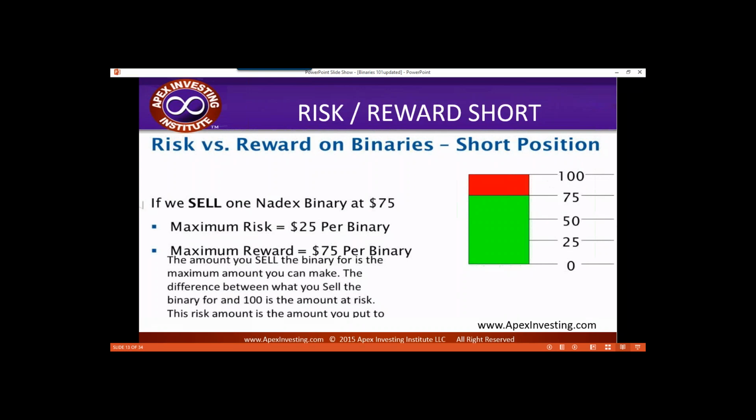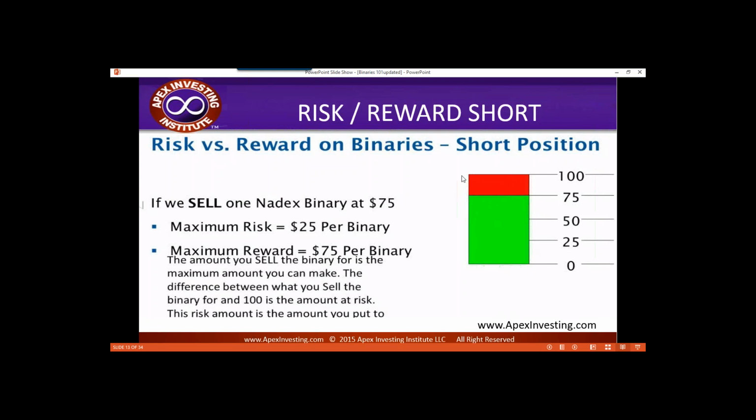So let's say we're going to sell. Again, at expiration, a binary is either worth 0 or 100. If we sell one Nadex binary at $75, because remember, we're not going long here, we're not buying, we're selling, we're going the other way, my maximum risk is only $25, because my risk is the difference of where I sell compared to 100. It's the opposite of buying. So if I sell at 75, my risk is only $25, and my maximum reward would be $75. So the amount you sell a binary for is the maximum amount you can make. The difference between where you sell it and $100 is the amount you put at risk. Does that make sense?